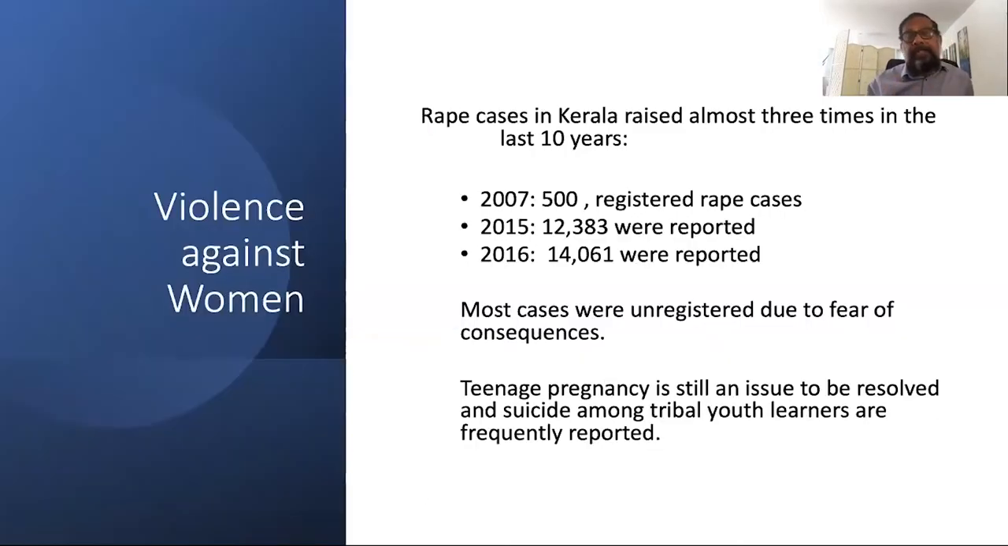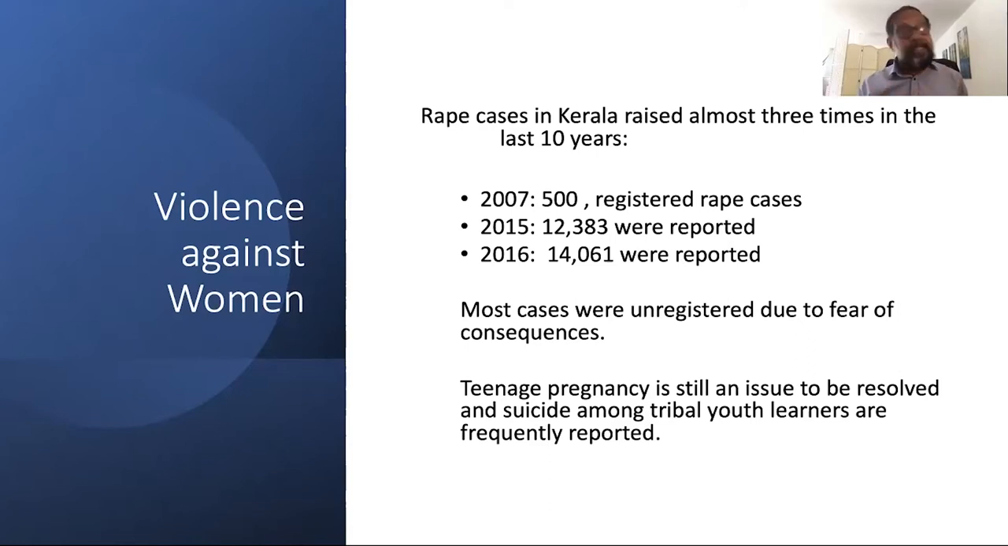And one of the other things which we find is that teenage pregnancy is a very common thing there. So rape cases, we had a survey of the abuse of women, particularly teenagers, and that has risen 3 times in the last 10 years. When you look at these figures, they are alarming.